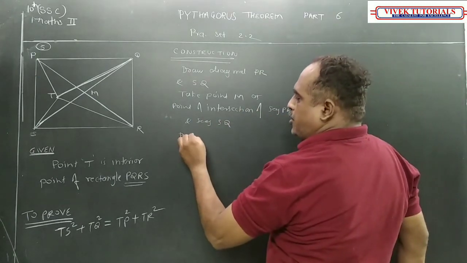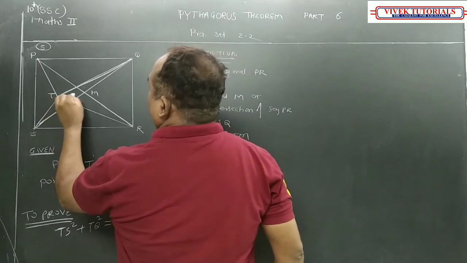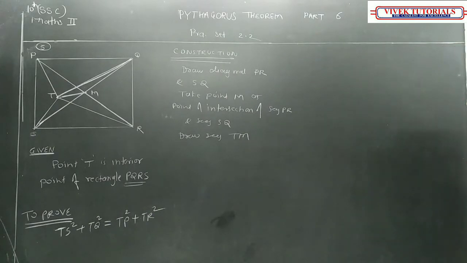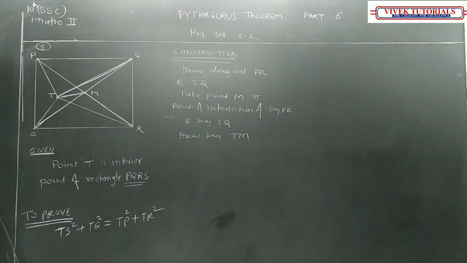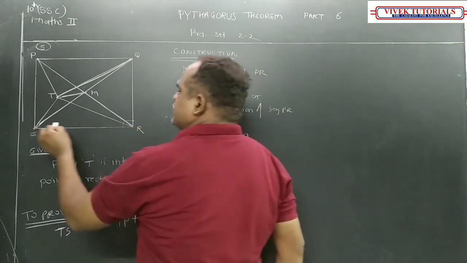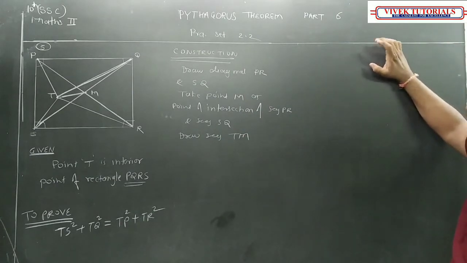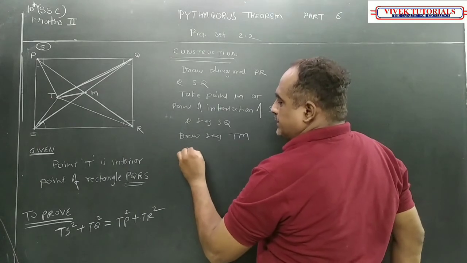Then we have to write: draw segment TM. What are you going to do? You are going to draw TM. Now, in the rectangle, you must know the properties of rectangle. Properties of rectangle are: all angles must be 90 degree, that we know, but we are not using it at this time. Second, the opposite sides of rectangle are parallel. Opposite sides of rectangle are congruent. Then, diagonals are congruent. So we will use that.